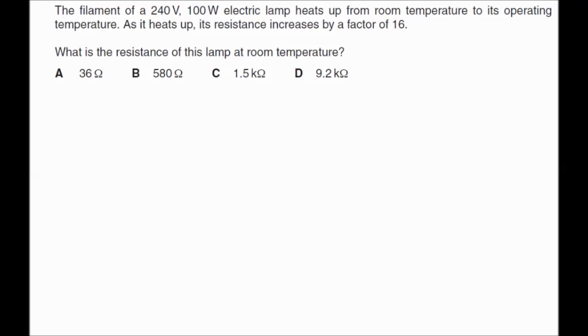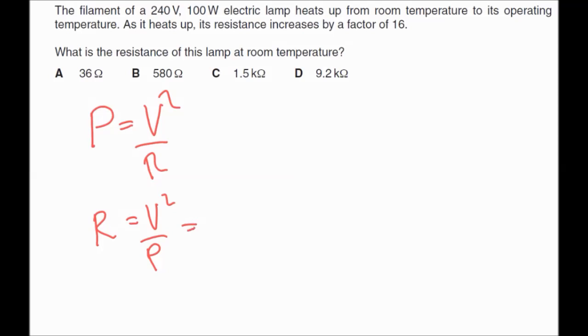Well, firstly, what we're going to do is find out what the resistance was normally, when this thing is just operating at a normal temperature. So P equals V squared over R is our equation. If you rearrange it, R equals V squared over P. We're going to find the resistance when this filament bulb is at its operating temperature. So let's put some numbers in.